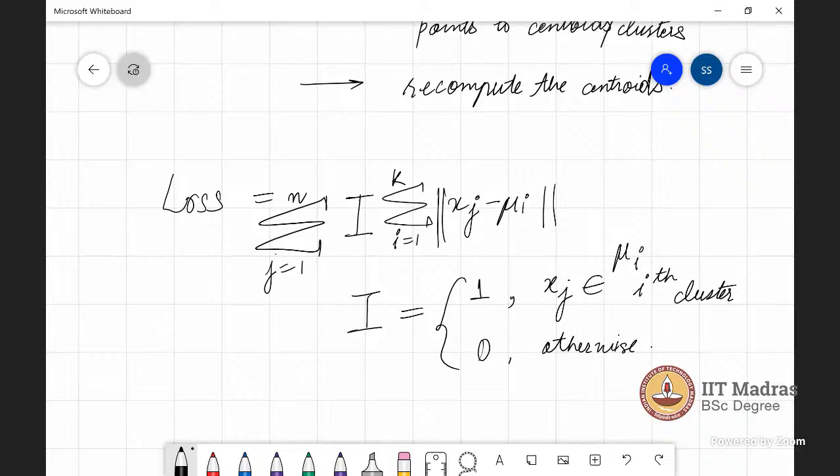If you look at this term, it is computing the distance of every point belonging to the ith cluster from its centroid, which is mu I. And for every cluster it does the same thing it did for the ith cluster.